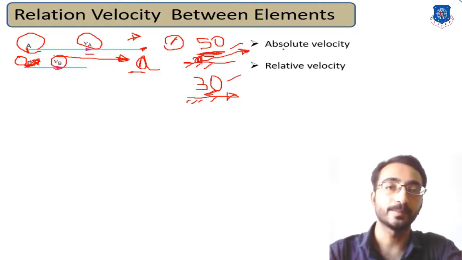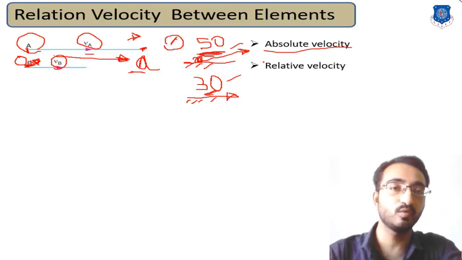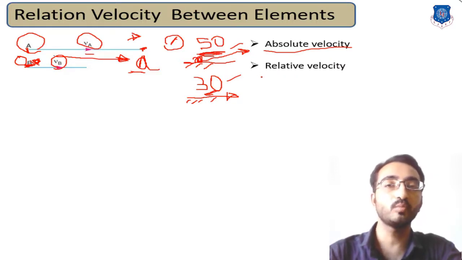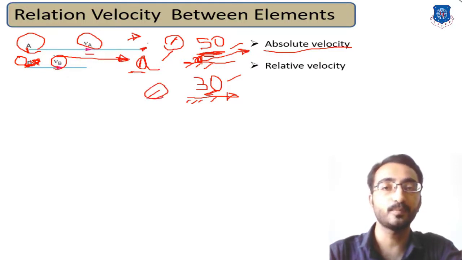velocity of the body. Now here comes the second term, which is known as relative velocity. Now if you want to measure, with reference to point A, what is the velocity of point B, or we can say with reference to point B, what is the velocity of point A, then this relation between these two particles is known as relative velocity.